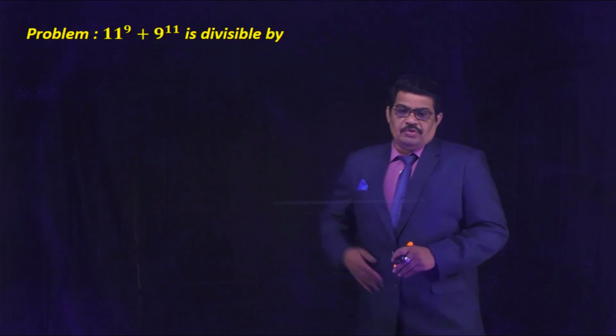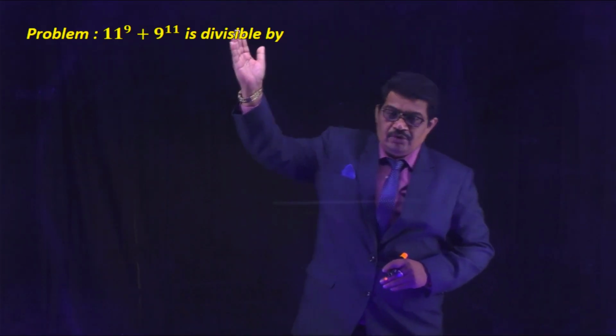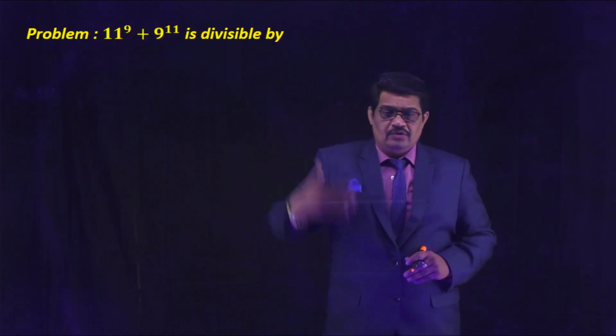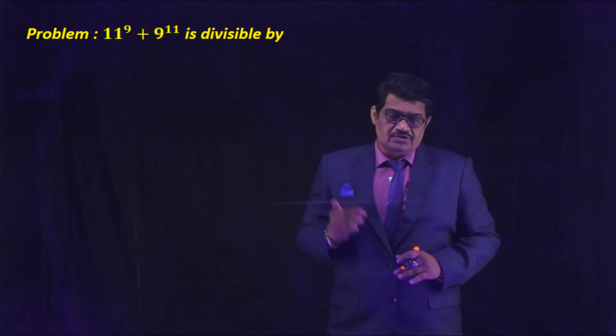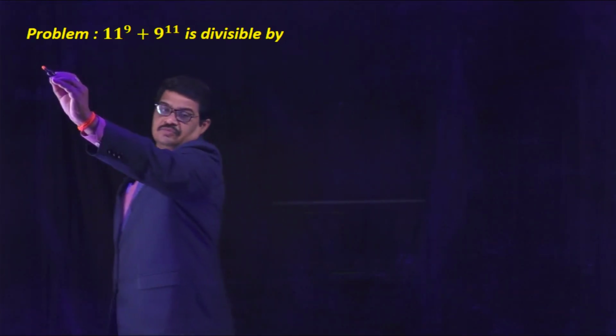Okay, see the problem. 11 to the power of 9 plus 9 to the power of 11 is divisible by. So now I have to find by which number this number is divisible. Okay, see the solution.